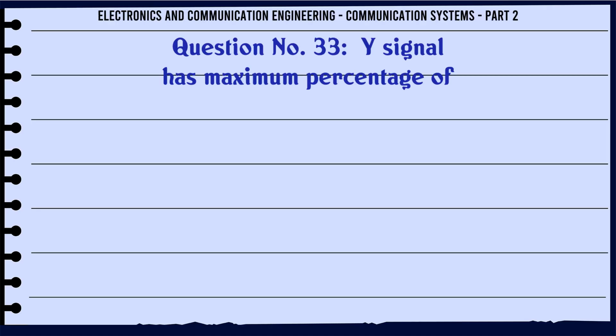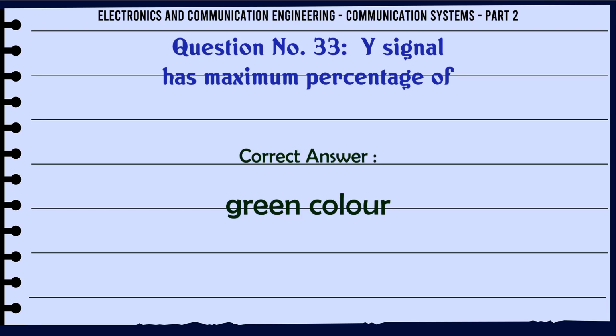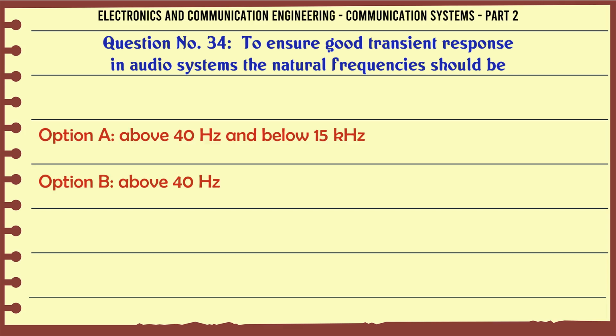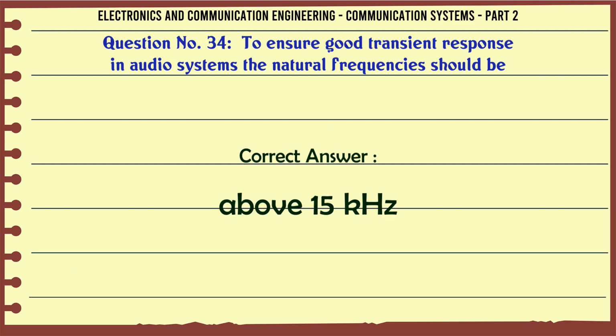Y signal has maximum percentage of A. red color, B. blue color, C. green color, D. red and blue colors. The correct answer is green color. To ensure good transient response in audio systems, the natural frequencies should be A. above 40 Hz and below 15 kHz, B. above 40 Hz, C. above 15 kHz, D. below 40 Hz and above 15 kHz. The correct answer is above 15 kHz.